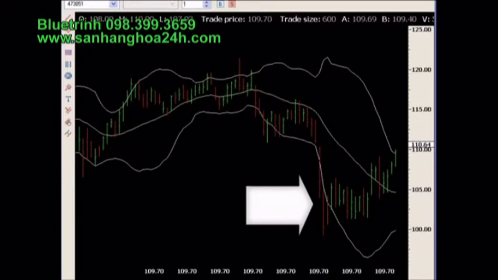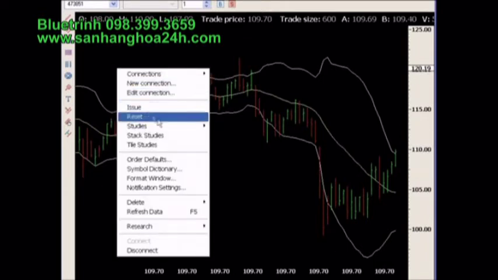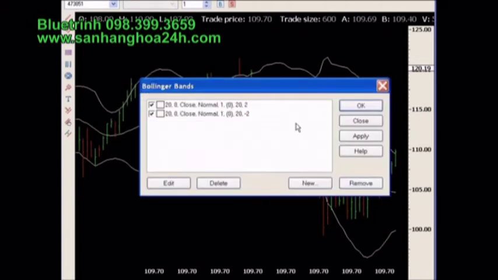And all this is free? And it's free on Quote Trader. Wow. So if somebody wanted to add Bollinger Bands or modify their Bollinger Bands, they would just put their mouse on the chart, right-click, go to Studies, and select Bollinger Bands, right? Correct. And that'll bring up your dialog box.